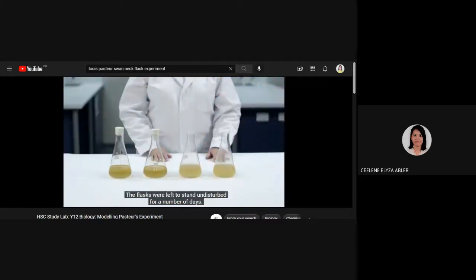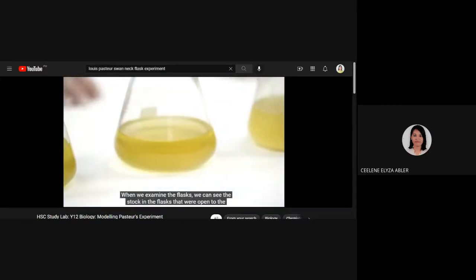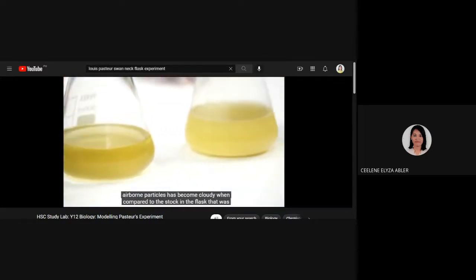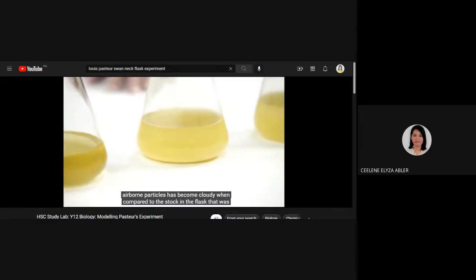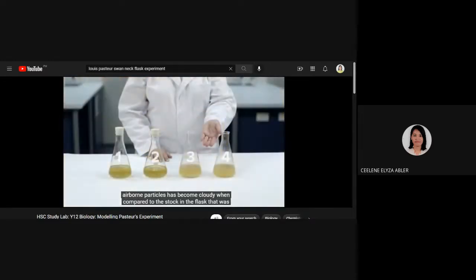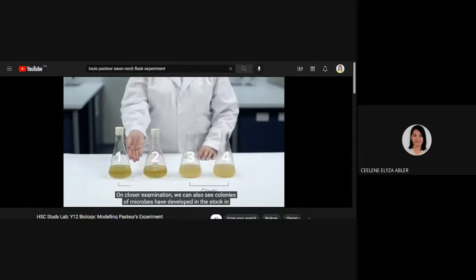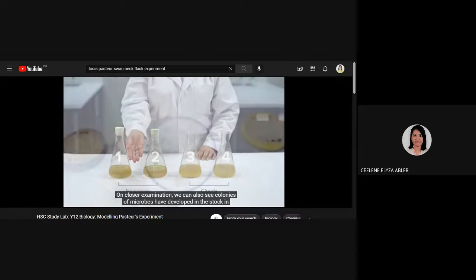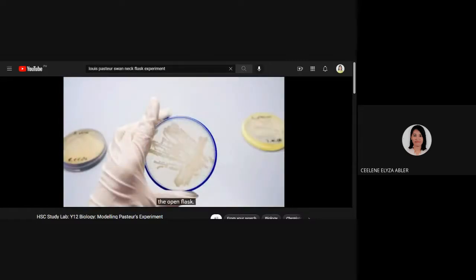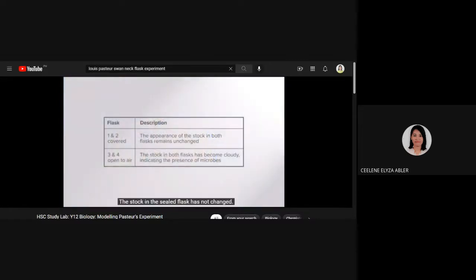The flasks were left to stand undisturbed for a number of days. When we examine the flasks, we can see the stock in the flasks that were open to the airborne particles have become cloudy when compared to the stock in the flask that was stoppered. This indicates the presence of microbes and can be confirmed by plating out some of the cloudy stock on agar plates. Describe the results in the table.